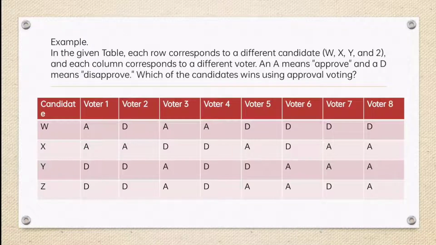Number 5 solution. We examine each of the rows and count only the As. Row W has 3 As. Row X has 5 As. Row Y has 4 As. Row Z has 4 As. This means candidate X wins with 5 votes. Y and Z are tied with 4 votes each, and W is in last place with only 3 votes.